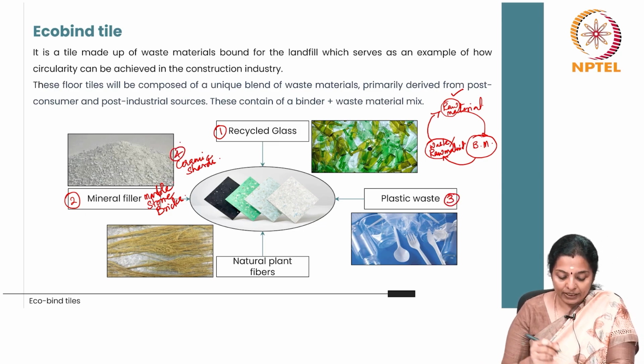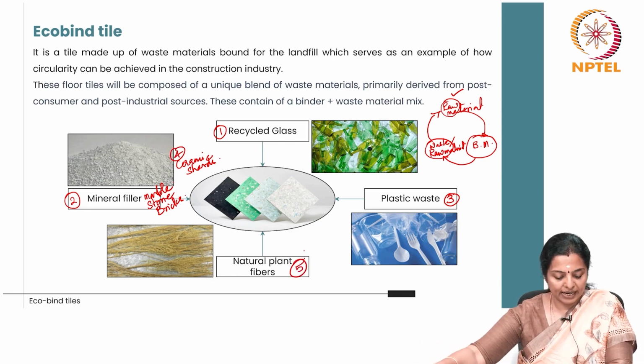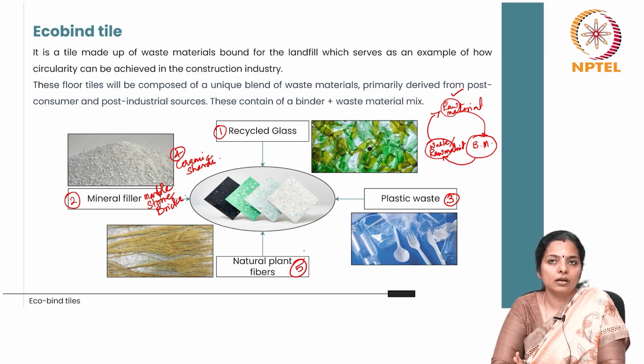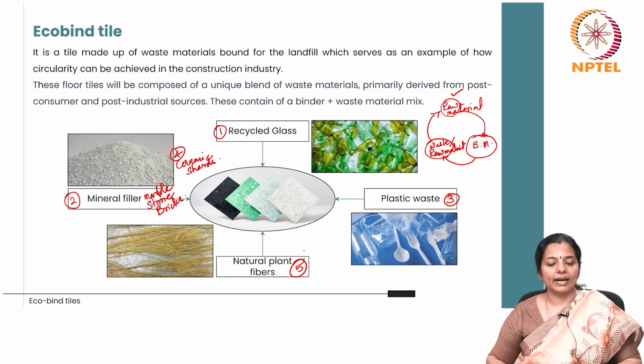Along with that, we can also add natural fibers. Natural fibers can be straw, bamboo, or any of these natural wastes. So, the floor tiles will be composed of a very unique blend of waste materials primarily derived from post-consumer and post-industrial sources. Various materials such as recycled glass, plastic, which fall in these categories that we have seen, comprise Ecobind tiles.